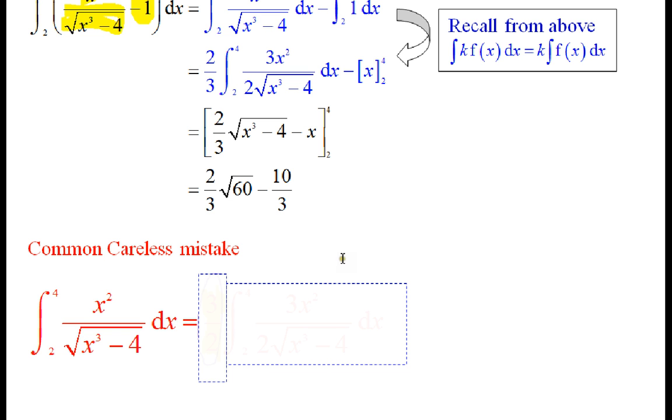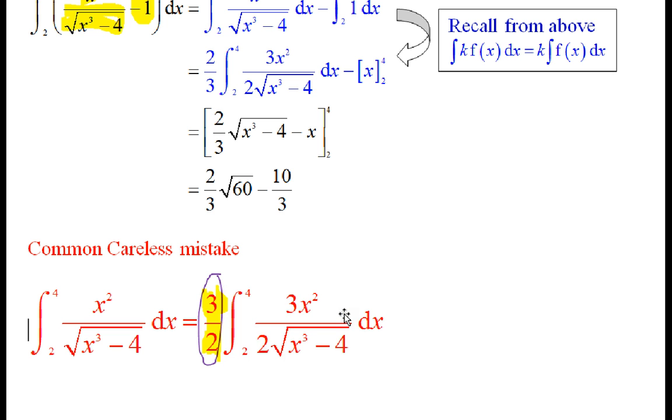Common mistake. I want this, so I want the 3 over 2. Some of us will say, oh, I want 3 over 2, so I write the 3 over 2, and then I have another 3 over 2. Of course, we all know this is wrong, because this times this, you will not get back this. Don't make this mistake. Is that all right?